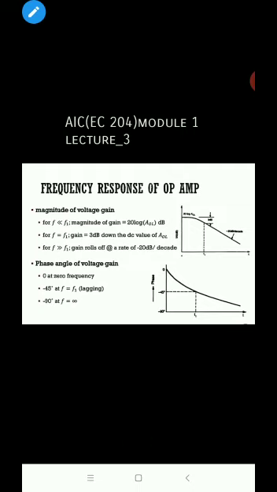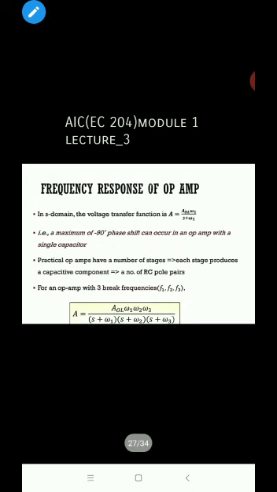It is shown here. This is the frequency response of the op-amp. Now the frequency response of the op-amp in the S domain is given by A = A0 ω1 / (S + ω1). Here we are taking the break frequencies F1, F2 and F3. This is the gain equation.